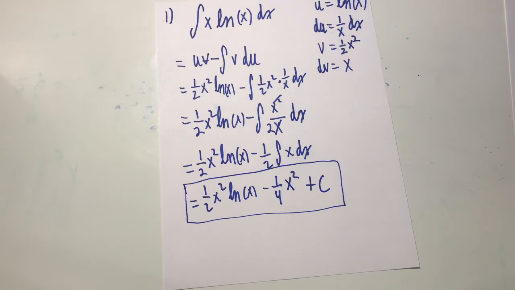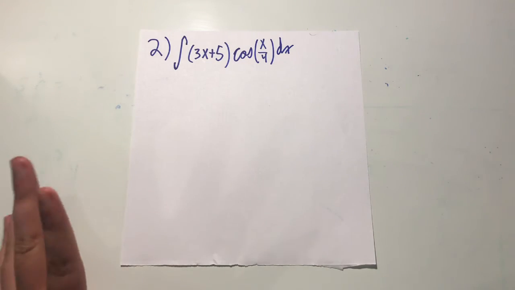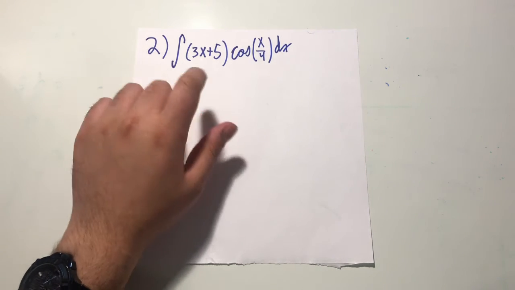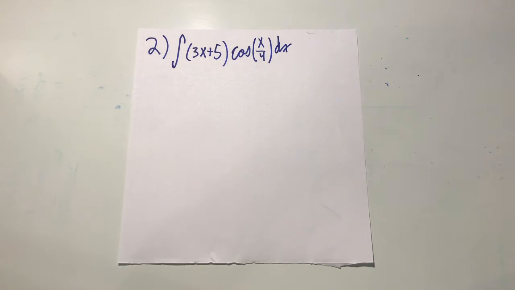All right, let's look at another example. So in this example, we have the integral of 3x plus 5 times cosine of x over 4 dx. So we see two things being multiplied together and we're asked to integrate. So this is just a clear example of when to use integration by parts.